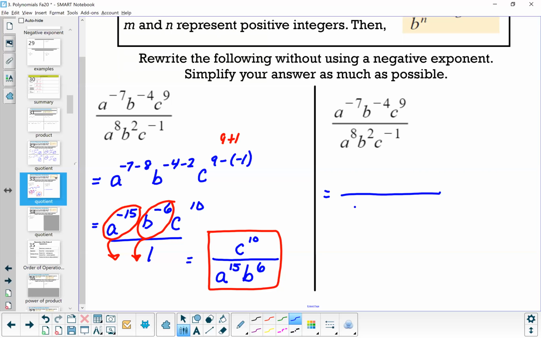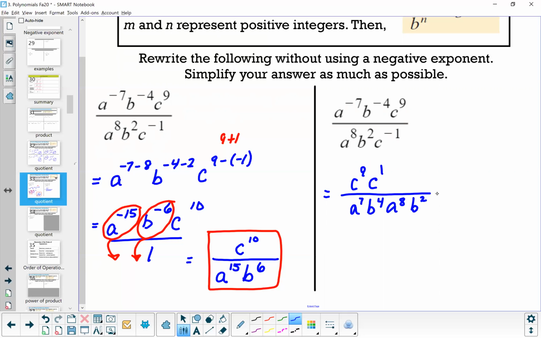So I'm going to rewrite this question as, starting with the numerator, a to the negative 7, I'm going to put in the denominator as a to the 7th. Then b to the negative 4th goes in the denominator as b to the 4th. C to the 9th stays where it's at, in the numerator. Now in the denominator, I have a to the 8th, it's going to stay in the denominator. B squared, that's going to stay in the denominator. C to the negative 1, I'm going to take across the fraction bar and put it in the numerator as c to the 1st power.